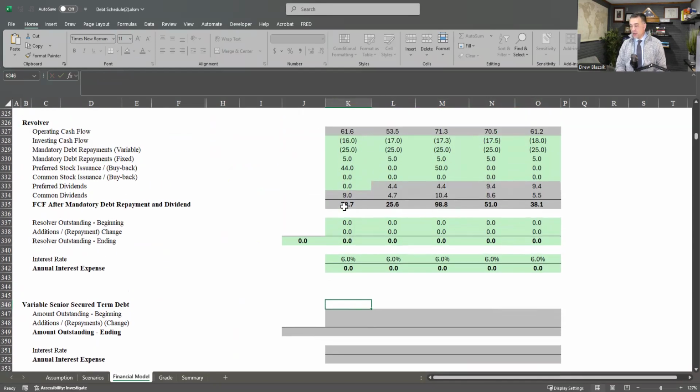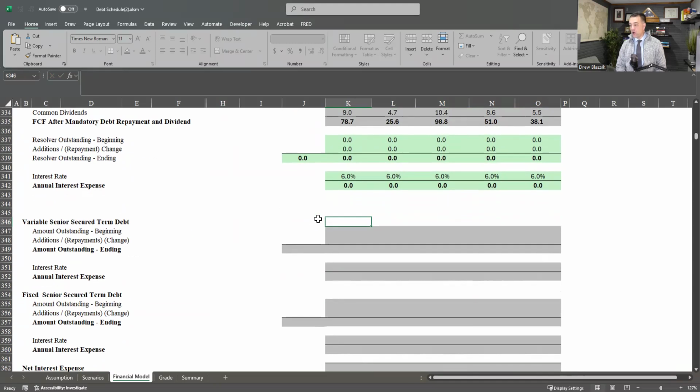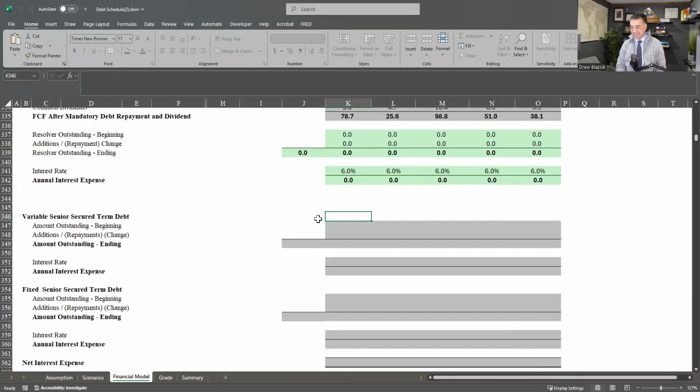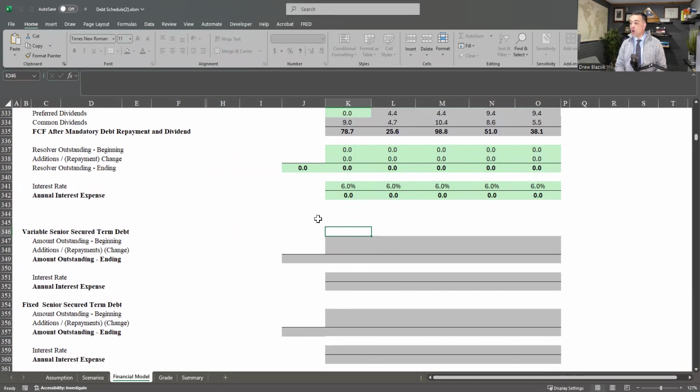Okay, so we did cash. We found out, did we make money for the year? And then we'll find out about the revolver. And now we're going to look at our debt. Okay, so I gave you a couple reasons why the debt schedule is important. One of them is when we use the revolver, we want to know how much cash we have to make money. Also, I want to know balances. So keep that in mind.